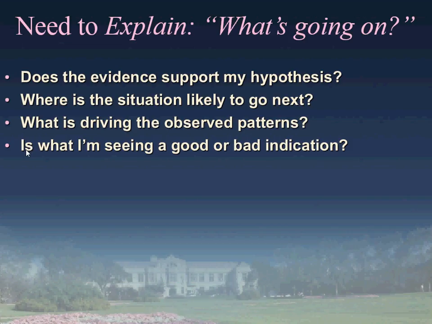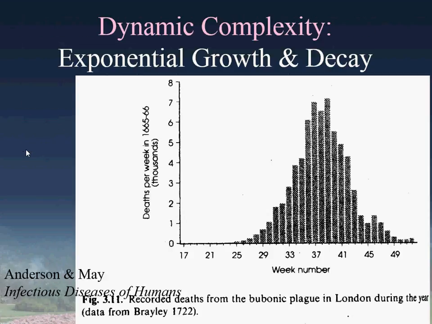Where's the situation likely to go next? Where are we headed? What's driving these patterns? What are the primary drivers? And am I seeing a good or a bad indication? Are growing rates of reporting of chlamydia a good thing because we're draining the swamp, or is it a bad thing because it means more underlying incidents? What's going on?